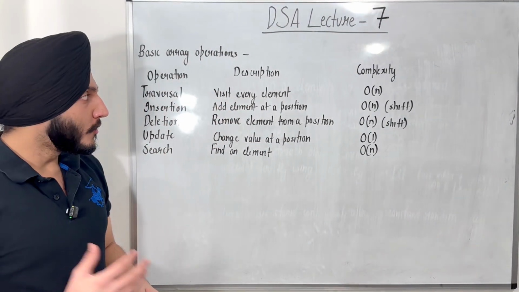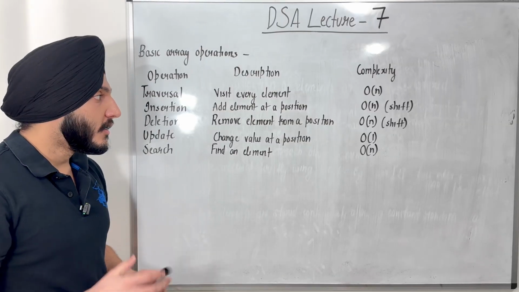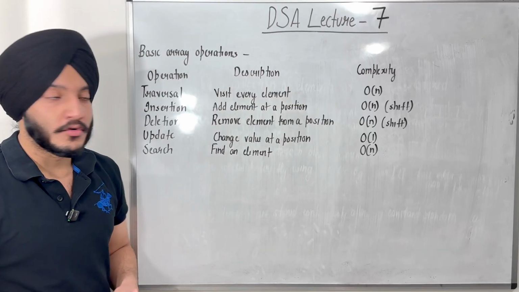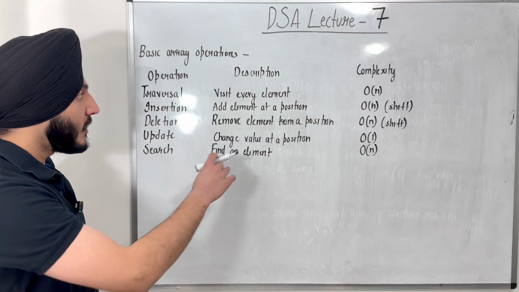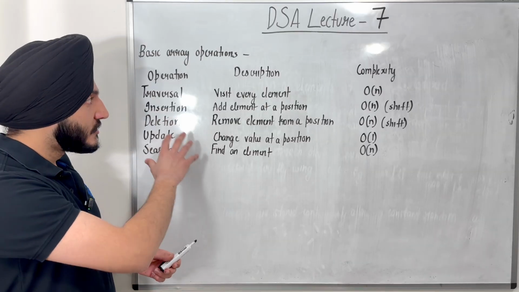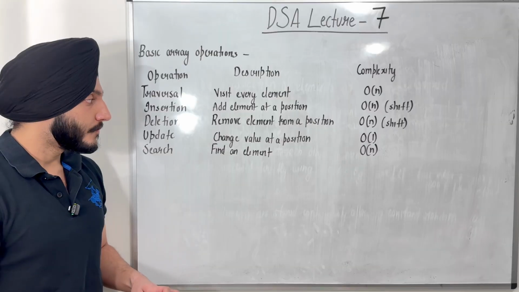Okay, now let's try to understand some basic array operations, right? These are going to be super important to understand. And after the theory part, I will be starting with the code demo for all these operations. So let's try to understand each one. I want you guys to pause the video, just try to take a look at it: what is the operation description and what is the complexity, and then I'll try to explain it.